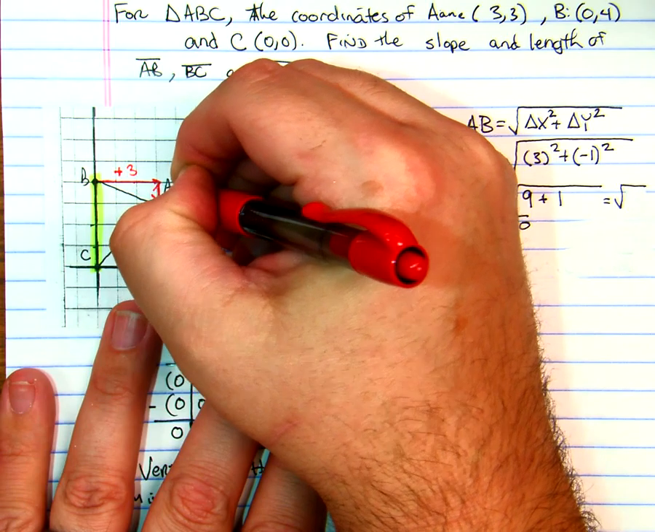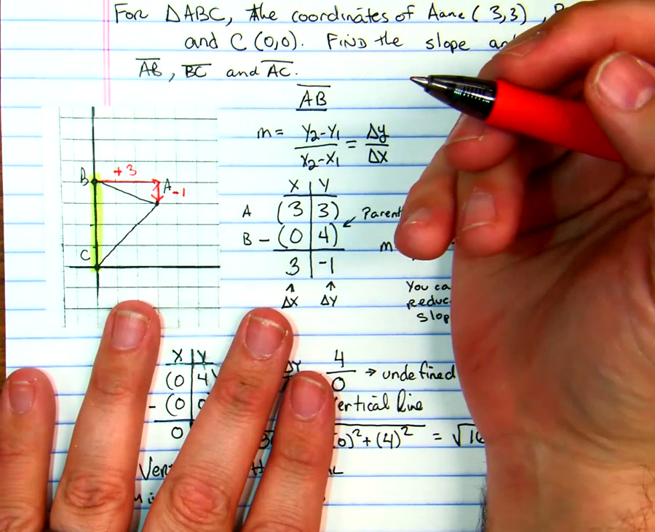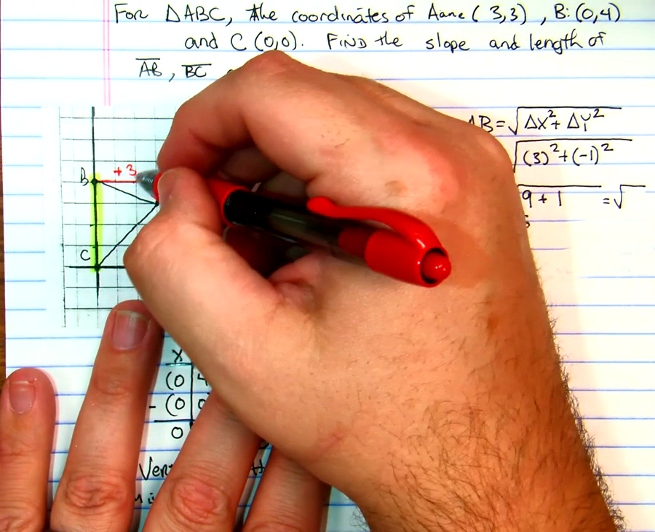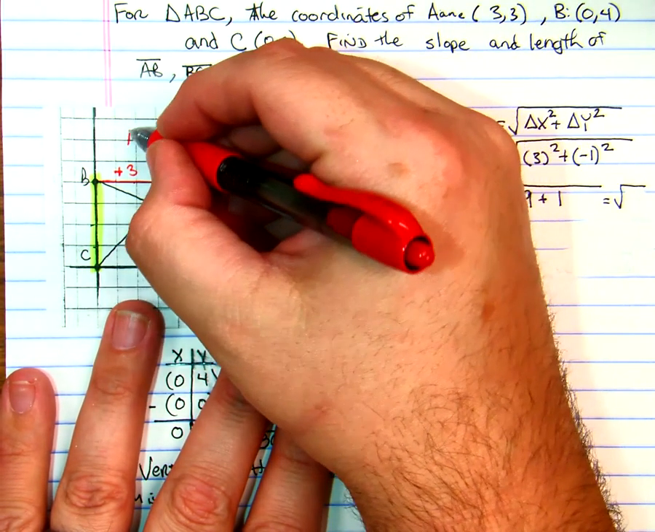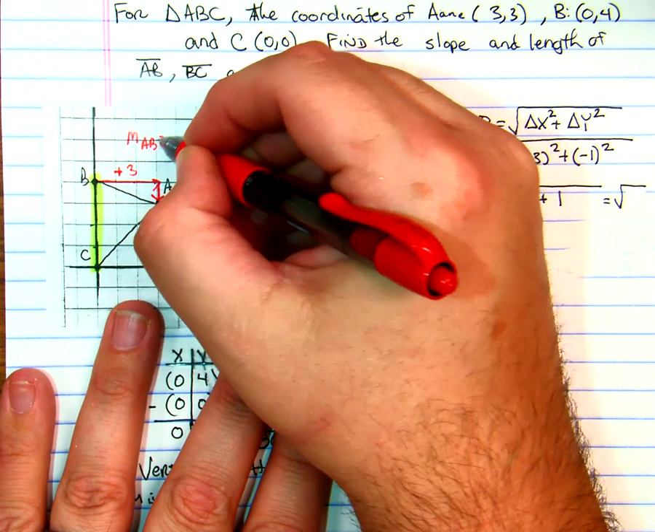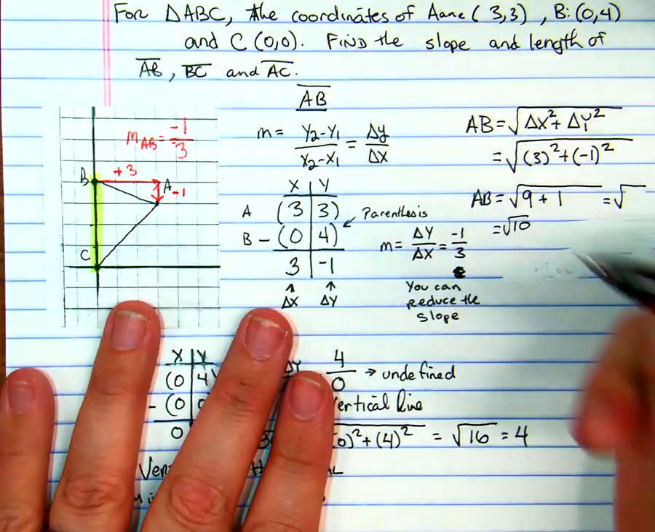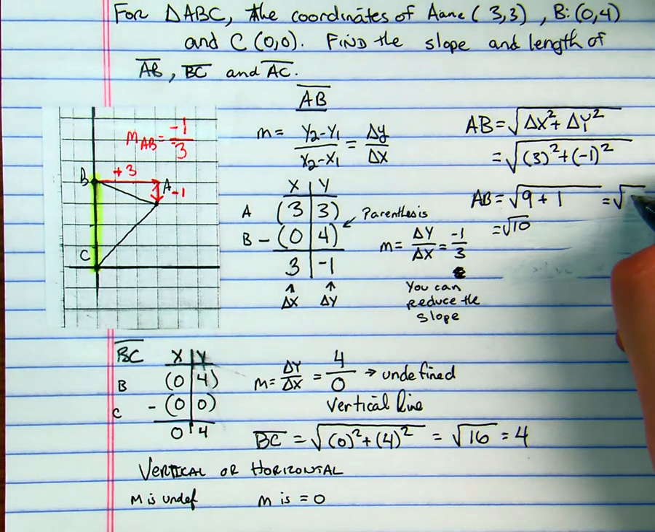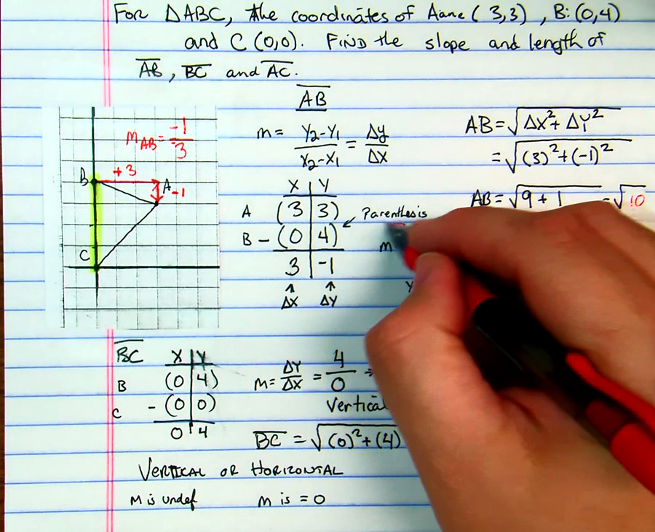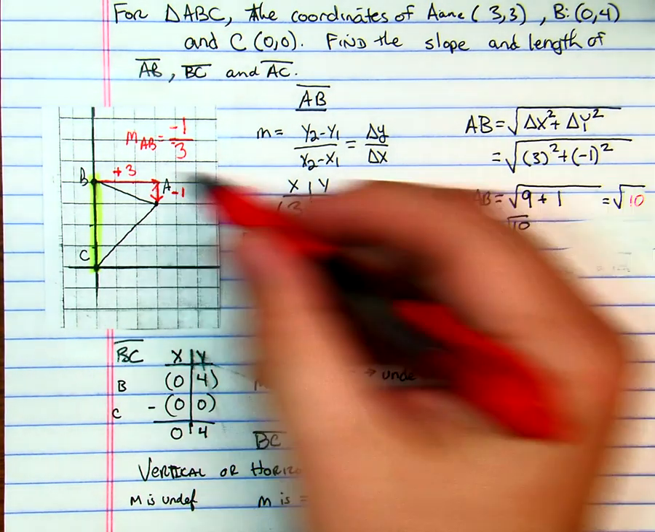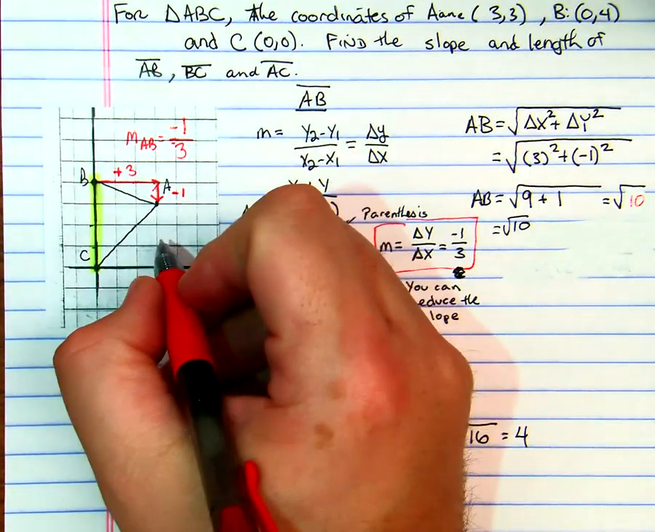So which one's my y value? Is it the negative 1 or the 3? The negative 1. So I could have said that the slope of AB is equal to negative 1 over 3, and isn't that the slope that we got here? Same slope that we got here by creating a right triangle. Now, I'm not going to do that for AC because you can do that on your own.